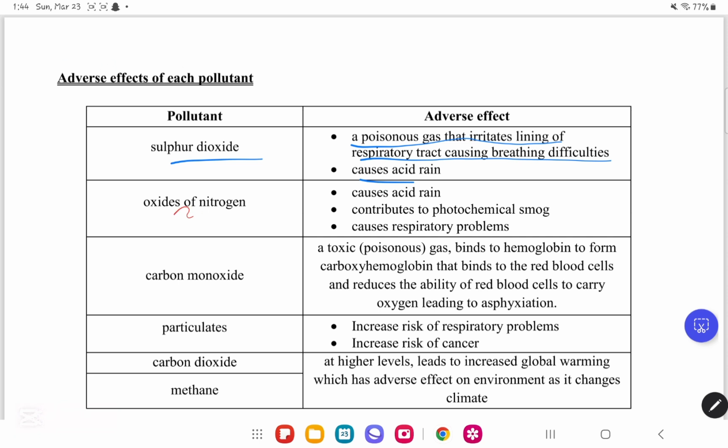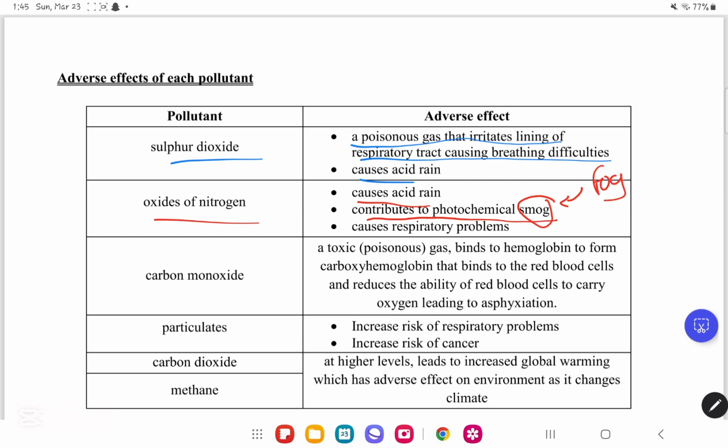Alright, now, the oxides of nitrogen, which we get from the car exhaust fumes. It causes also acid rain. However, it contributes to photochemical smog. Smog is like, I don't know if it's thicker or thinner, but it's like a type of fog. Like fog, F-O-G.